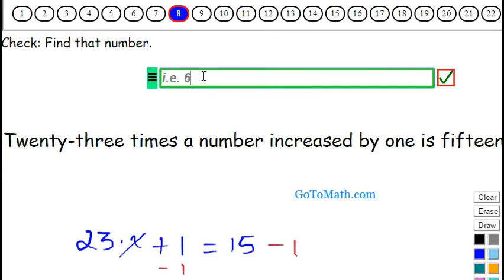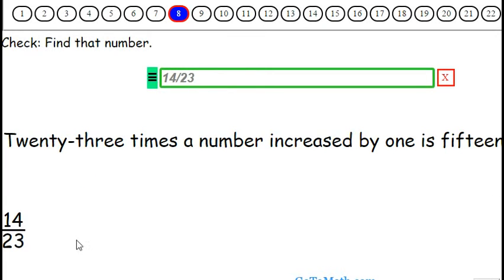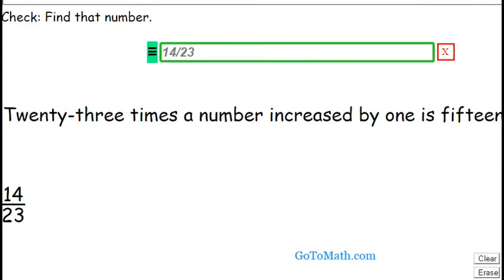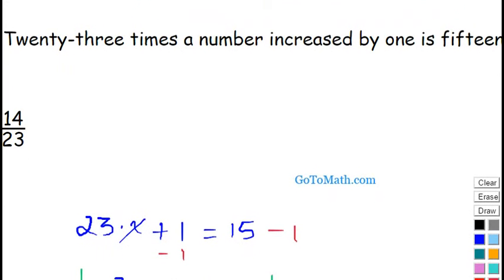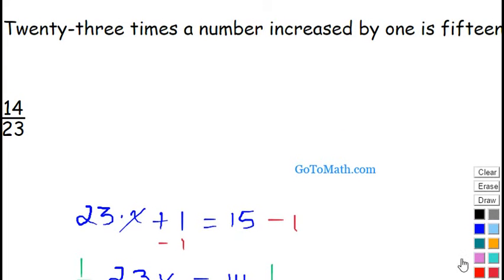14 over 23, let's type that in up here. And hold our breath. Correct. We'll go ahead and click answer. Make sure that's correct also. Okay. So this is an interesting section here, section 8, whatever you want to call it.